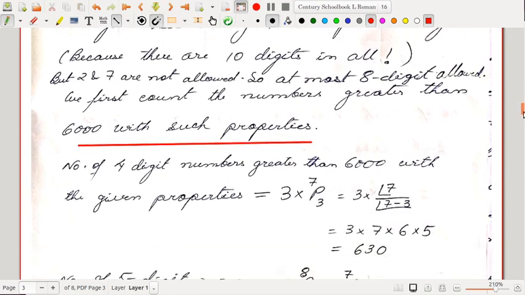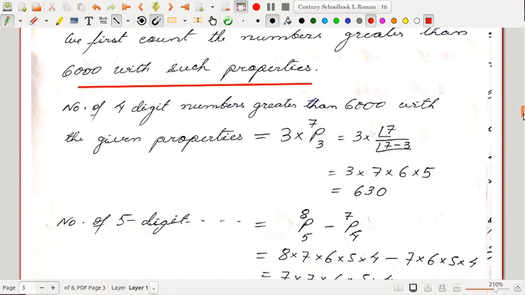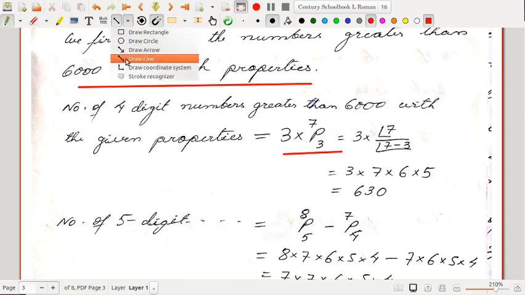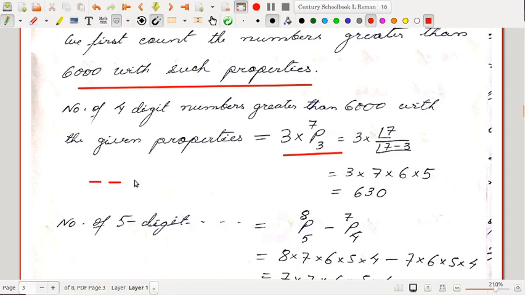We first count the numbers greater than 6,000 with such properties, because for those numbers there won't be much problem. Number of 4-digit numbers greater than 6,000. Let us do it digit wise. The number of 4-digit numbers greater than 6,000 with the given properties will be 3 into 7P3, because we are allowed to take only the digits 6, 8 and 9 in the first place. Any 4-digit number greater than 6,000 will be of this type.